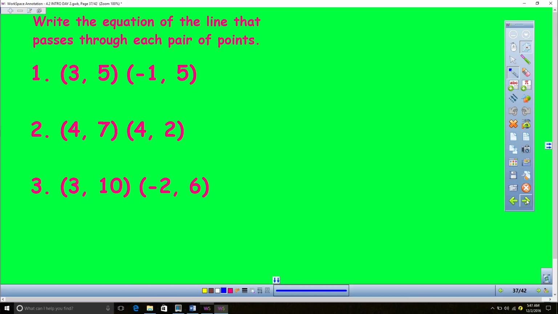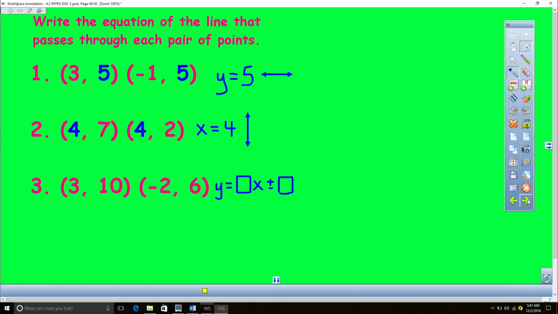So if I ask you to write the equation of the line that passes through each pair of points, notice in number 1 that the y values are exactly the same. Well, this must be a y line. I see a pattern. So the equation of the line must be y equals 5. I know it's a horizontal line. On number 2, notice the x values are the same. So this must be the line x equals 4, and it must be a vertical line.